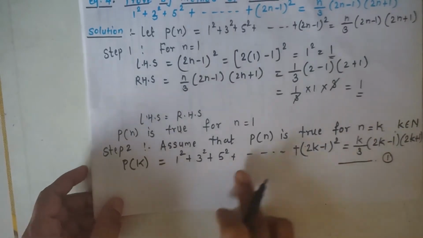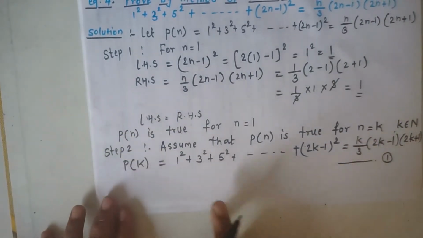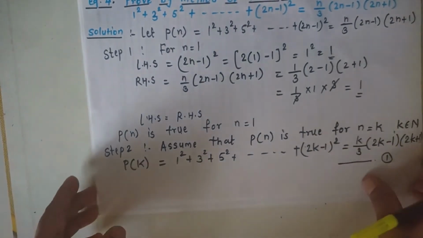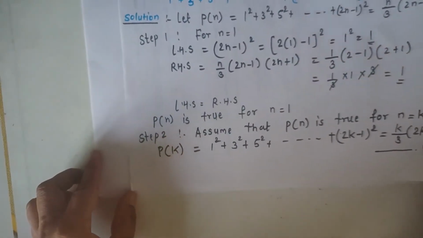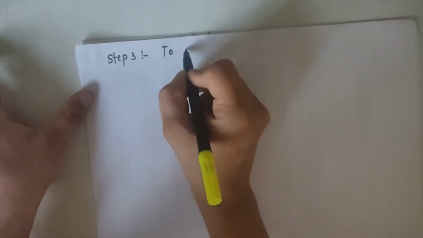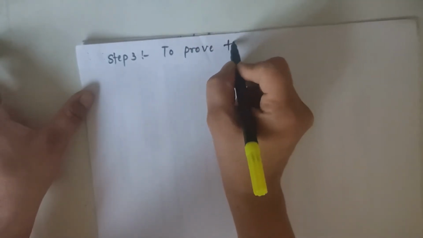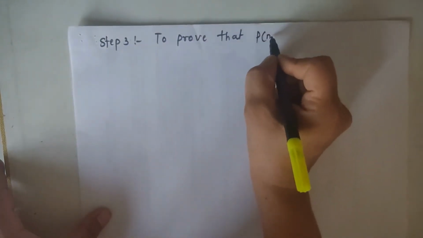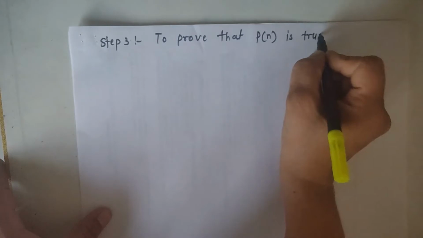So here we assume that P of n is true for n is equal to k and write in terms of k. So we get equation number 1. So using this equation number 1, we have to prove that the given statement is true for n is equal to k plus 1. So in step 3, we have to prove that P of n is true for n is equal to k plus 1.